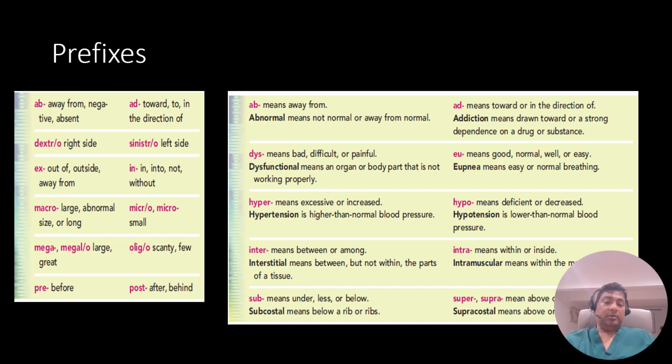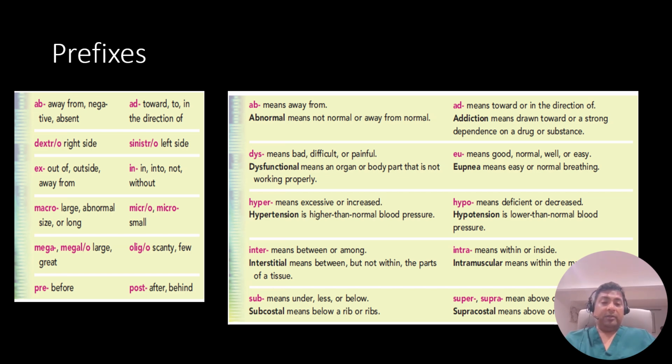This oligo is often used in combination with the word uria. Oliguria, then, is the production of a scant amount of urine, often seen in patients with kidney disease. Pre means before, as in pre-operative or pre-surgery. Post, after or behind, as in post-op.